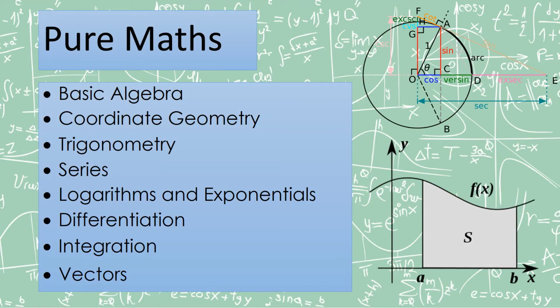In pure maths, we look at the methods and techniques which underpin the study of all the other areas of mathematics. So, for example, at the start of Year 12, we'll focus on algebra, coordinate geometry, and trigonometry. These follow on from your GCSE.